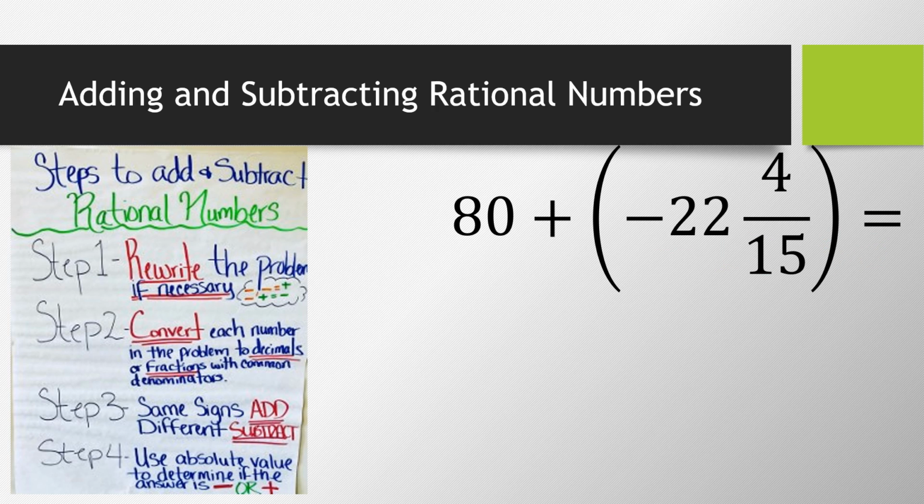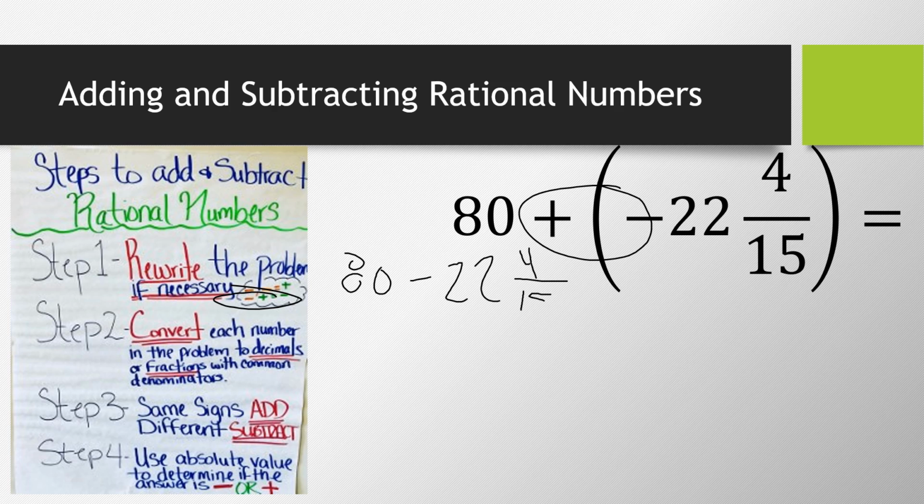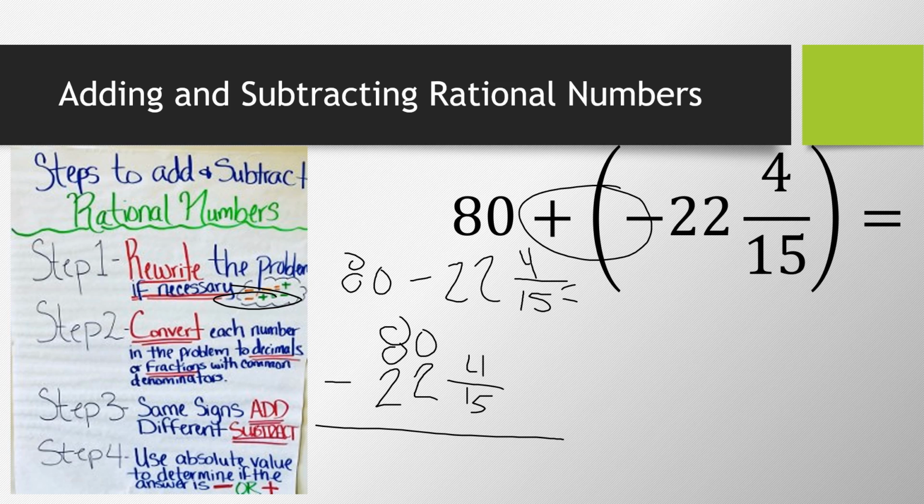So this problem is a little easier if you know how to regroup with fractions, and I'm just going to keep this one as a fraction when I solve it. So of course I'm going to need to rewrite it because I see 2 signs. So I'm going to rewrite this problem. 80, this turns into minus 22 4/15 equals. Now I'm just going to subtract vertically. 80 minus, the biggest thing with subtracting vertically is to make sure everything is lined up. If you don't line up everything, it will mess up your answer.